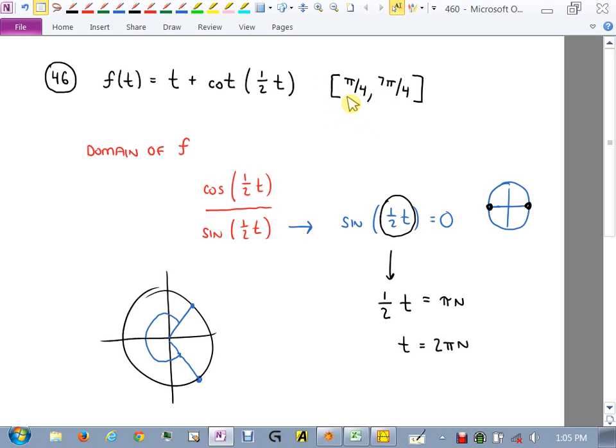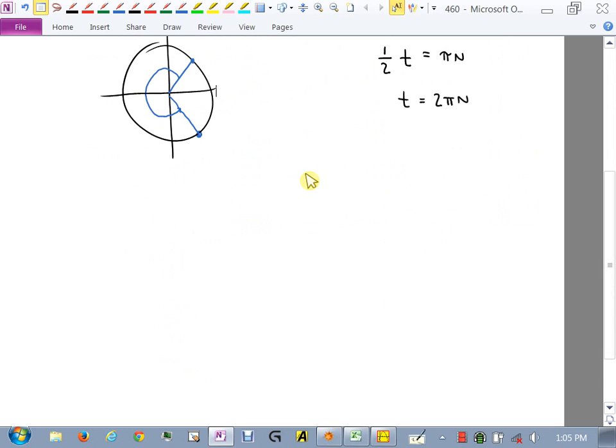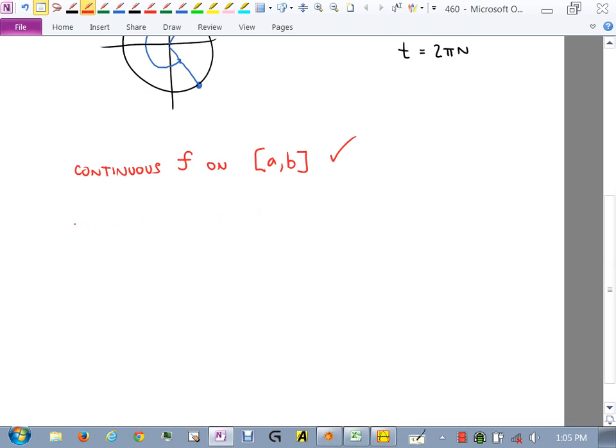What if this interval was 0 to 7 pi over 4? Then I'd have a problem. And then the closed interval method wouldn't work. So I do have a continuous function on closed interval AB. I had to check that to start, all right? So I'll need to now find the critical numbers. So I'll need to take a derivative.